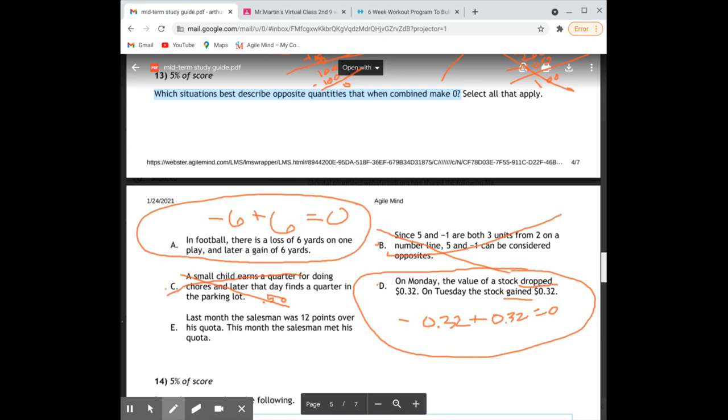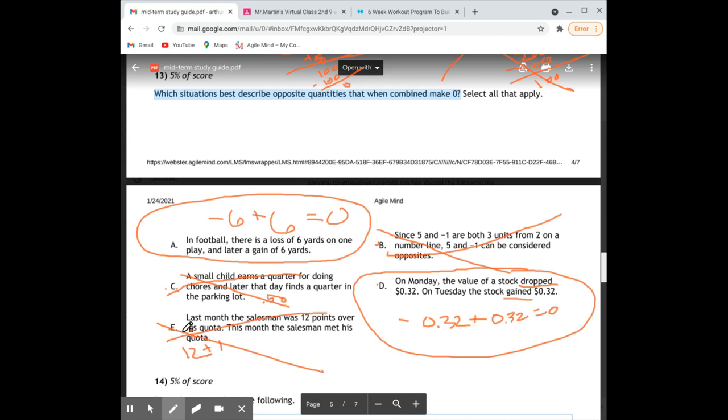All right, and our last one. Last month, the salesman was 12 points over his quota. This month, the salesman met his quota. All right, so a quota is an amount that you have to sell to be able to stay on board for selling vehicles, or whatever they're selling. So last month he was 12 over. This month he actually met what he was supposed to. So let's just say he sold 1. That's all he had to sell. And then last month he sold 12. So if you combine those two, does it equal 0? No.